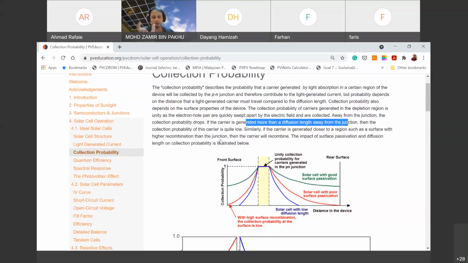So is this possible to control? What do you think? Is it possible to control the carriers to be generated only within a diffusion length of the depletion region? Is it possible?